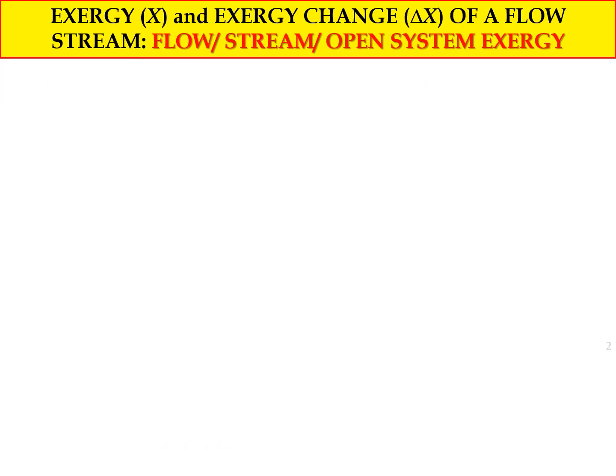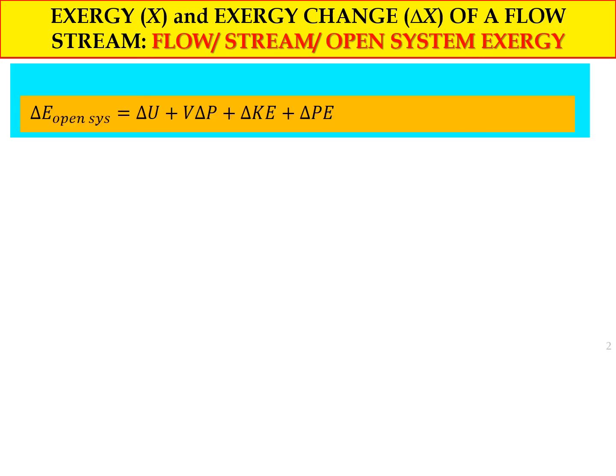Okay, now we will derive the equation for exergy X and also exergy change delta X for a flow stream system or for the open system. So in the previous slide we already learned that the formula for delta E open system equal to delta U plus V delta P plus delta KE plus delta PE. So if we rearrange the equation, we get delta E open system equal to delta U plus delta KE plus delta PE plus V delta P. So delta P here refers to the pressure difference.